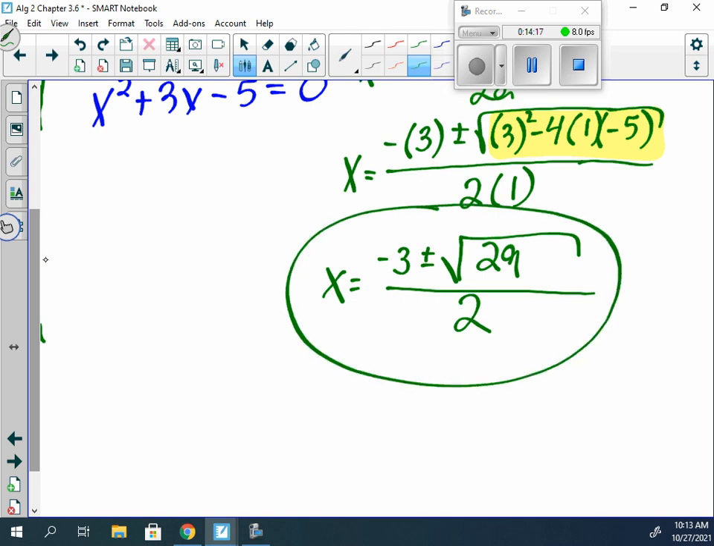The only way that we would simplify down is if there is a greatest common factor of both of the numerators and the denominator. So if there's a greatest common factor of 2 between both numerators and the denominator, then we could have simplified it. Otherwise, we're done. Because we cannot add or subtract negative 3 and the square root of 29 without turning it into a decimal. So that's the answer. Questions on this here? We're ready to look at another one.